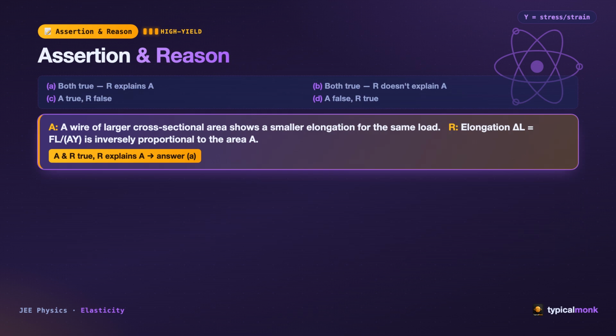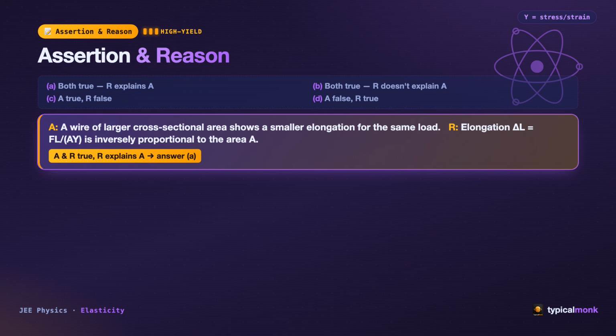Let us drill the NEET way. Remember the 4 options. Option A, both statements true, and the reason explains the assertion. Option B, both true, but the reason does not explain the assertion. Option C, assertion true, reason false. Option D, assertion false, reason true.